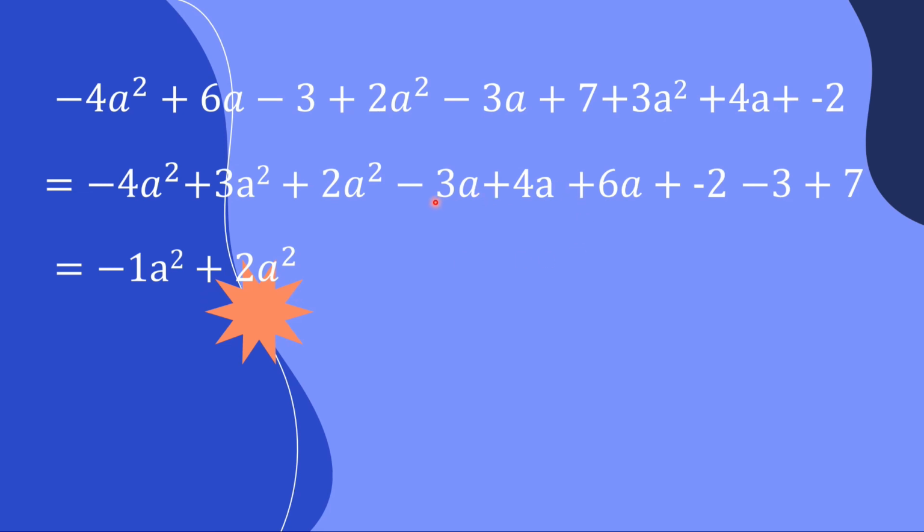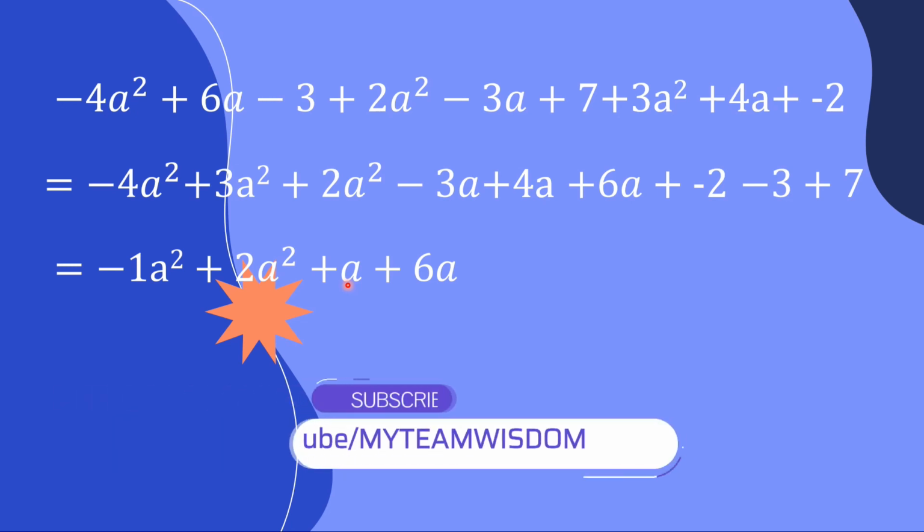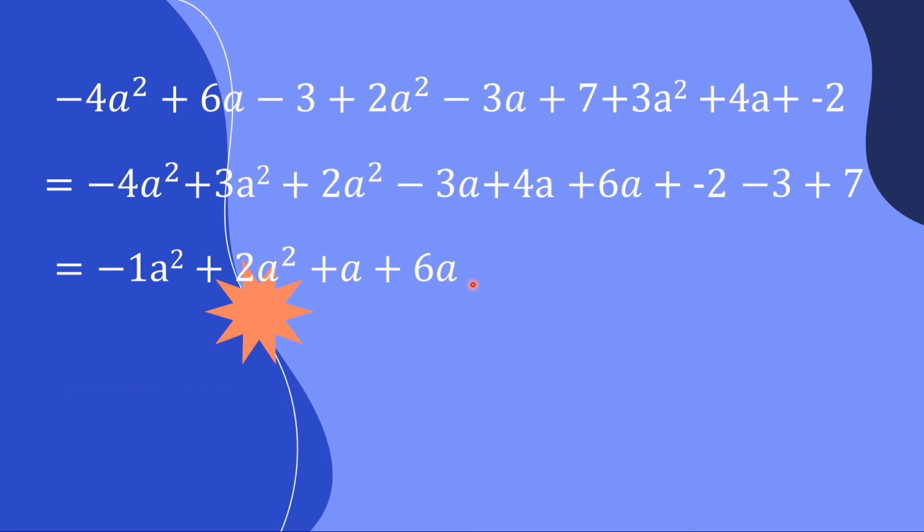Solving the next terms, we're going to solve the first two. Both of them have different signs, so we're going to subtract them. And when we subtract them, we get the answer a. Whenever you get 1 as an answer, it doesn't matter if you write 1 as a coefficient or not. So a has no coefficient, that means there is a 1 over here. And we're going to write 6a as it is.